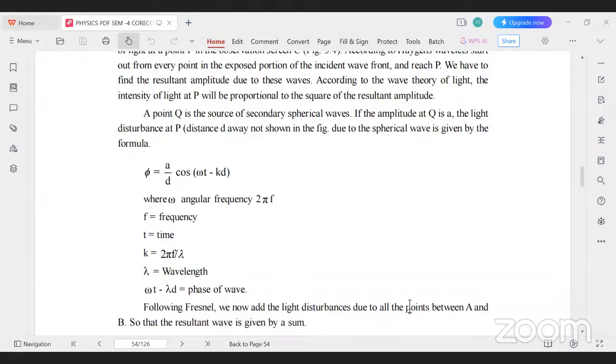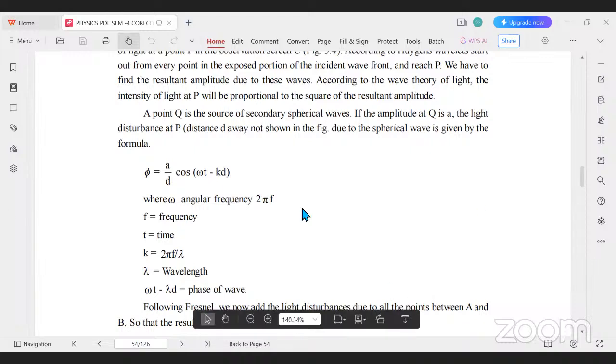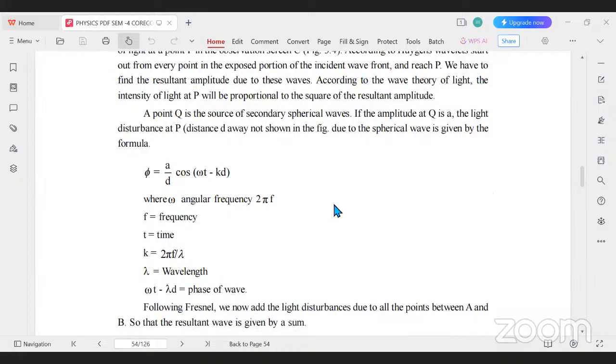Ultimately, we want to find the phase. We know that when a wave is traveling, the frequency will be the same, the wavelength will be the same, the energy will be the same, the distance will be the same. The only difference we can find is the phase difference between one wave and another wave.